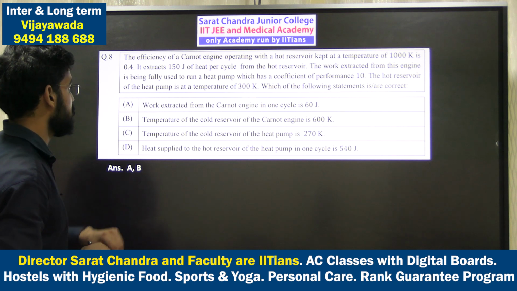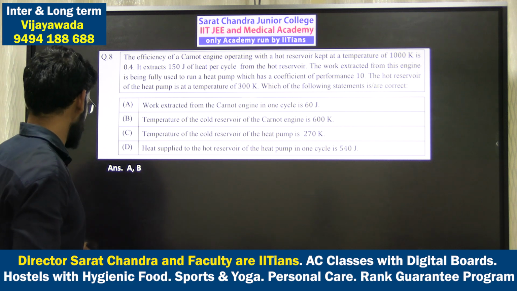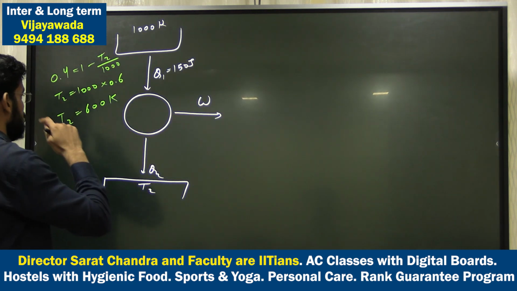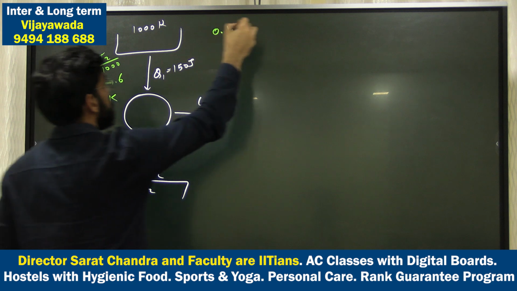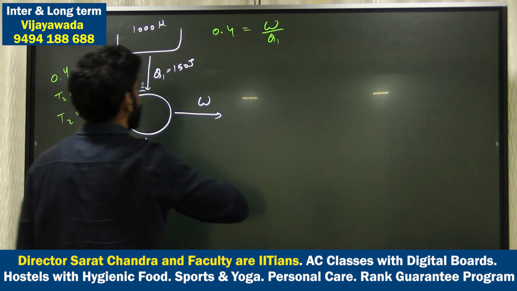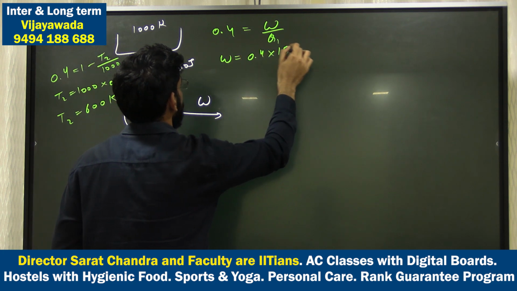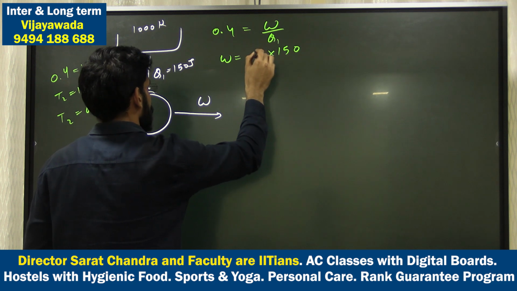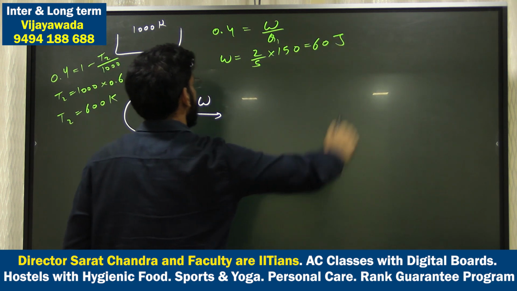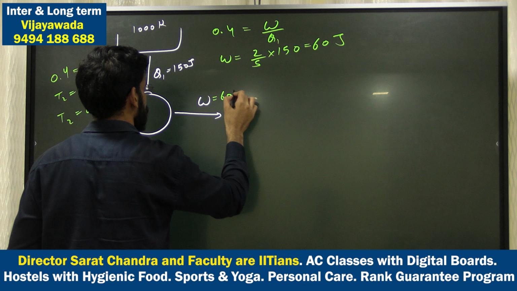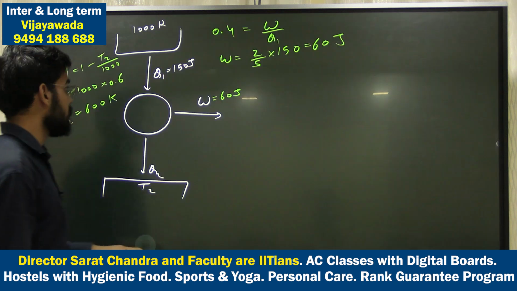Okay. Next, A option, because Carnot engine we are solving, so first let's solve Carnot engine. Work extracted. So how much is this work? This W is how much? Okay. So we know efficiency is 0.4. Efficiency is work done by Q1, right? So from here work done came how much? 0.4 into Q1, that is 150. Okay. 0.4 is nothing but 2 by 5. So this is 60 joules, right? So work done came 60. So that's it. A option is also correct.